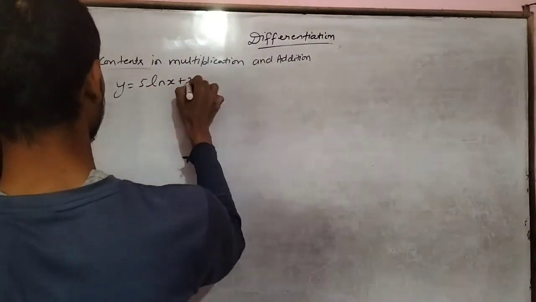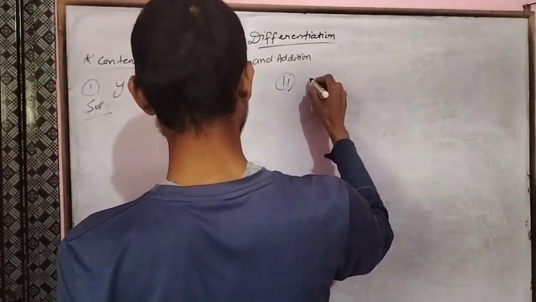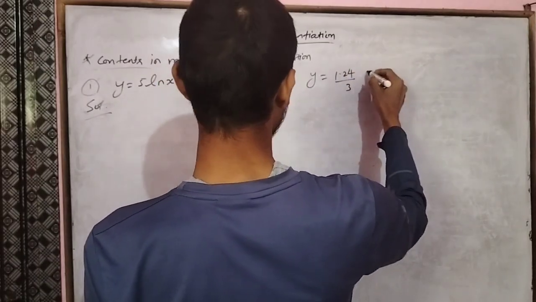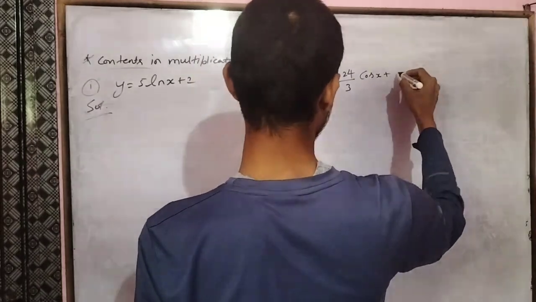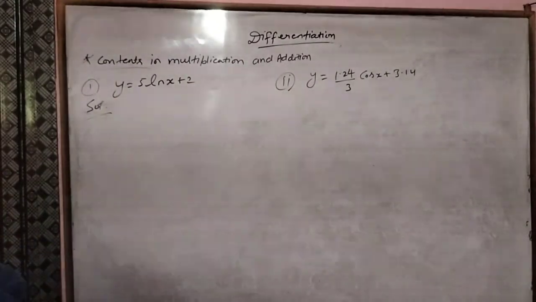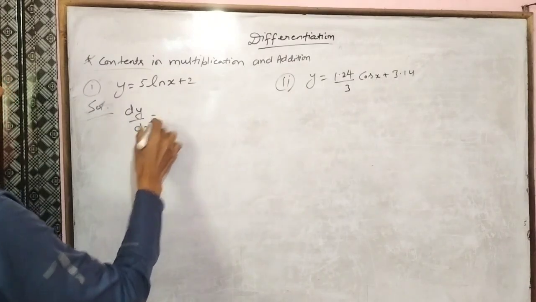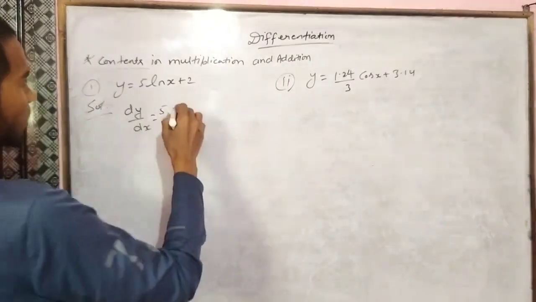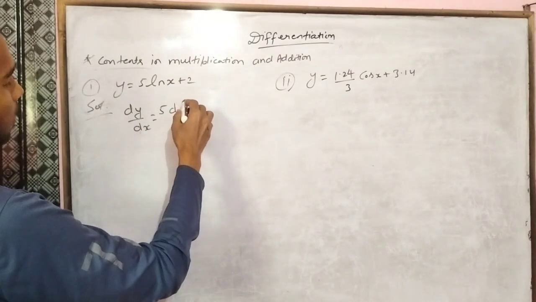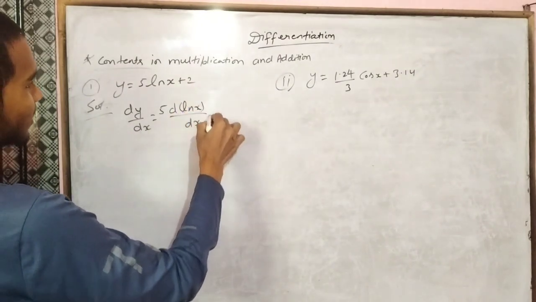5 ln x plus 2 first, and then second, y is equal to 1.24. Here dy by dx, and then 5 as it ln x. First of all, we write like this.